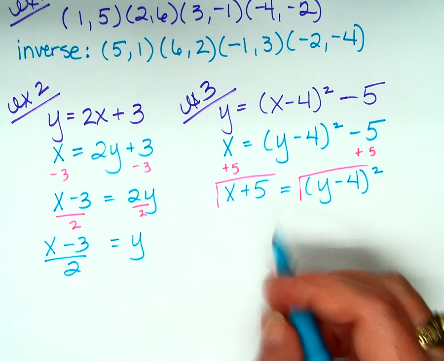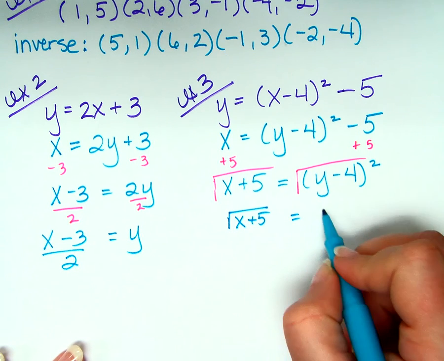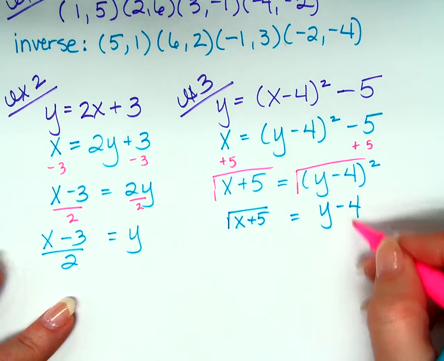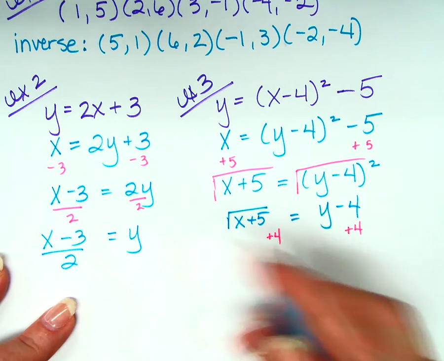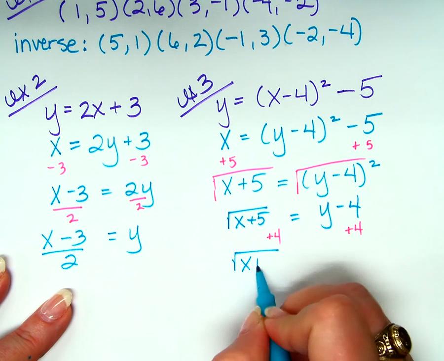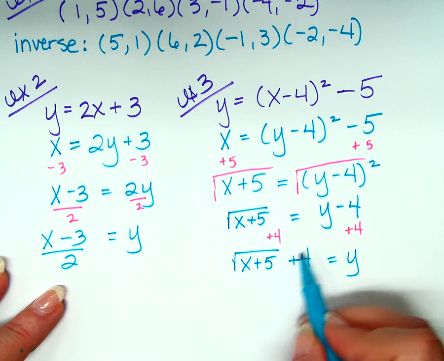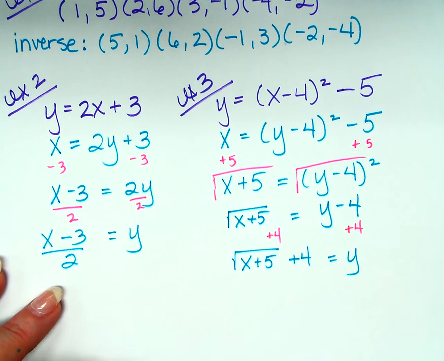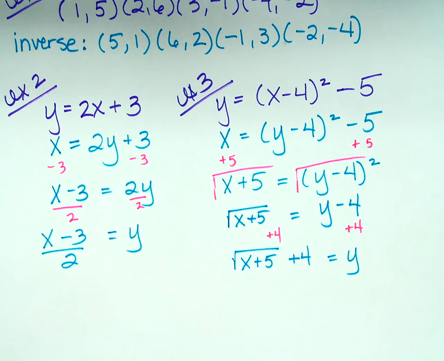So on the left-hand side of this, I just get the square root of x plus 5. On the right-hand side of this, I just get y minus 4. To solve for y, I add 4. The square root of (x plus 5) plus 4 equals y. This 4 can't go inside the root, so it's got to stay outside. Okay? That is my inverse of that. Okay?